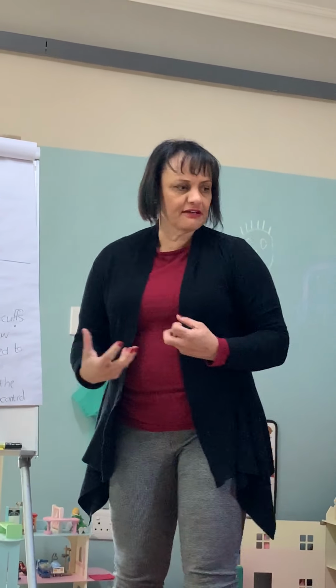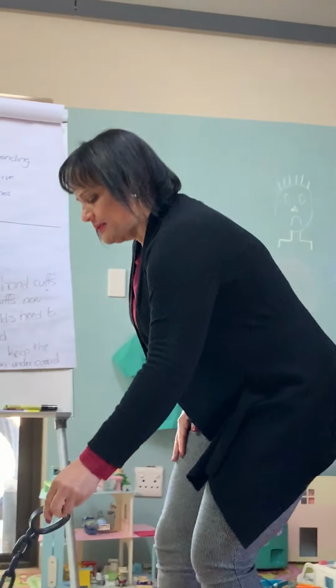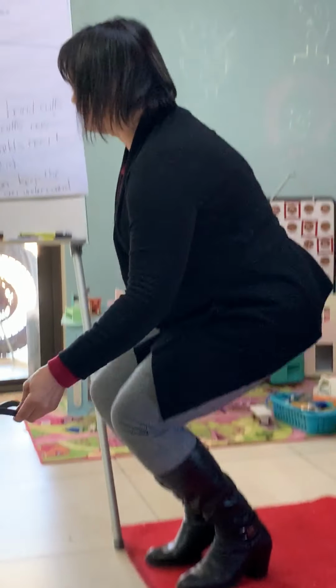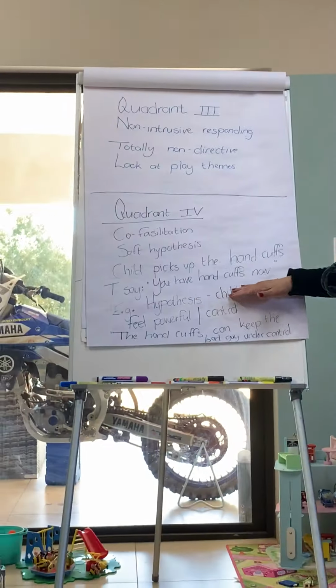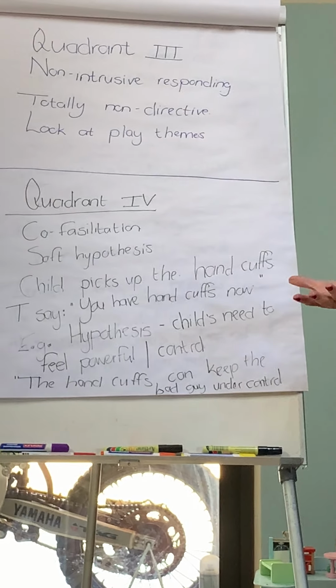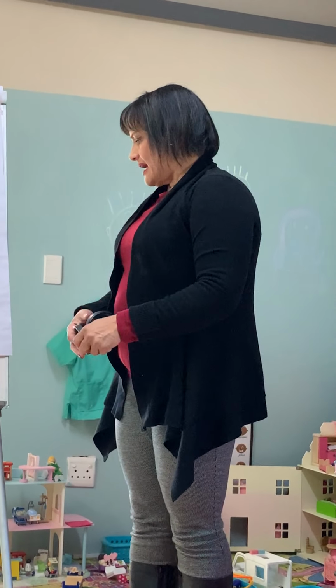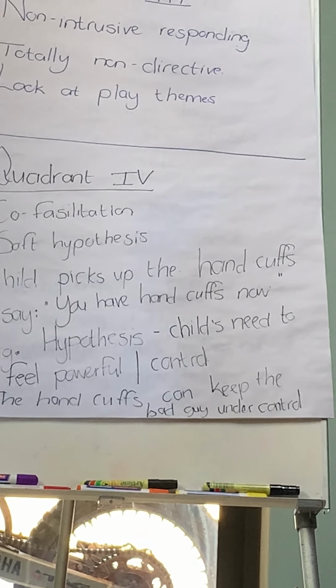So let's say, for example, I'm just going to get the cuffs here. Let's say the child picks up the handcuffs. You might say, for example, as I've written here, you have the handcuffs now. And so your hypothesis is that the child has a need to feel in control. And you might use a reflective statement in the session. For example, the handcuffs can keep the bad guy under control.